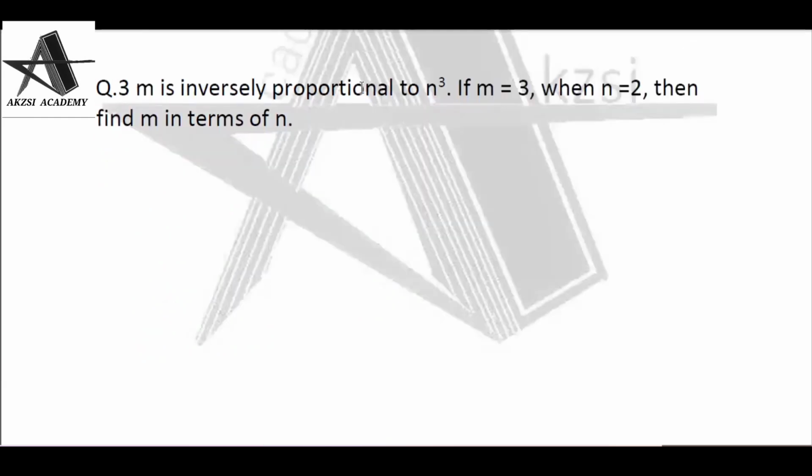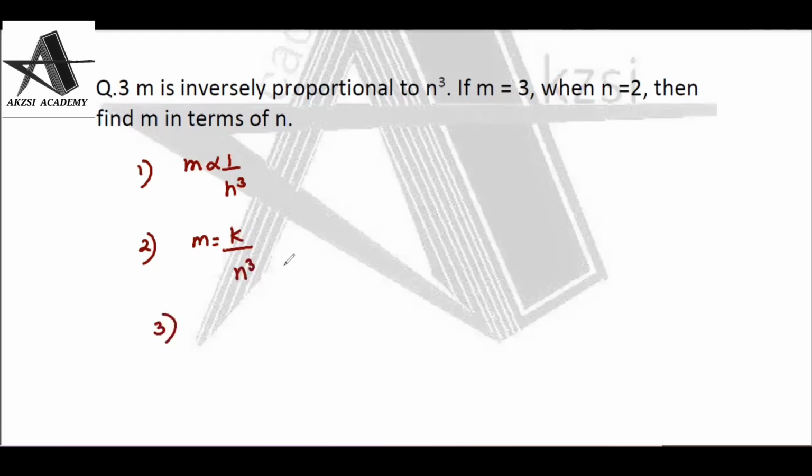It says m is inversely proportional to n cubed. First thing is we have to write the proportionality. Previous two questions were on direct proportion. This one is on inverse proportion. So m is inversely proportional to n cubed. We write it like this. And then we need to introduce a constant, that I'll write up here, k over n cubed.